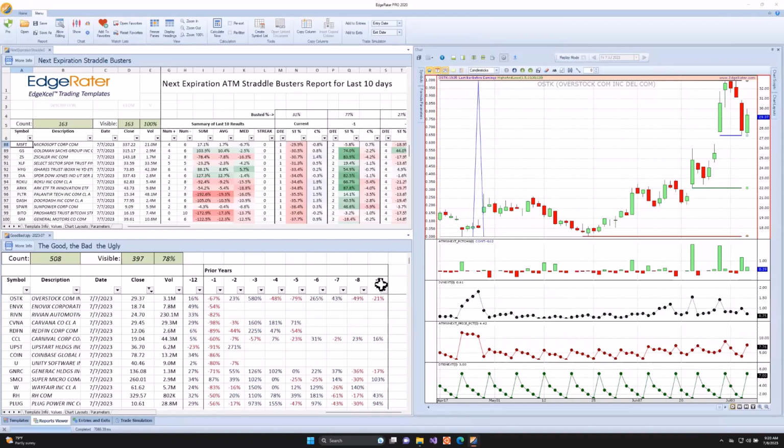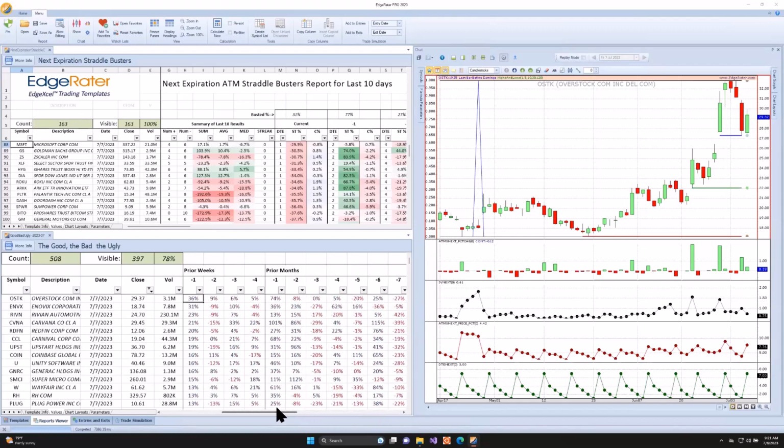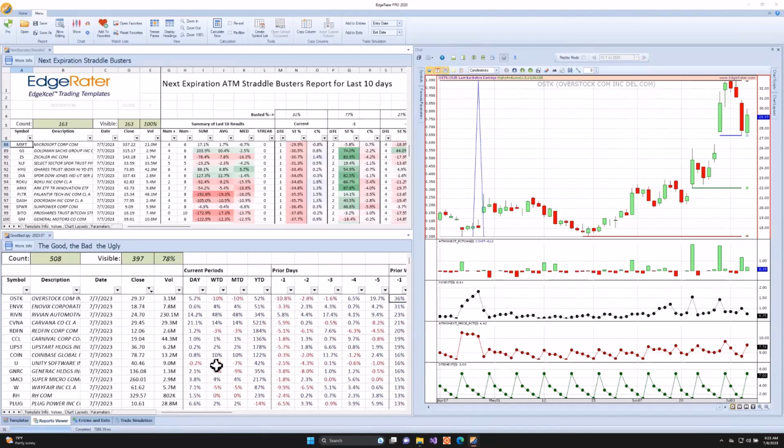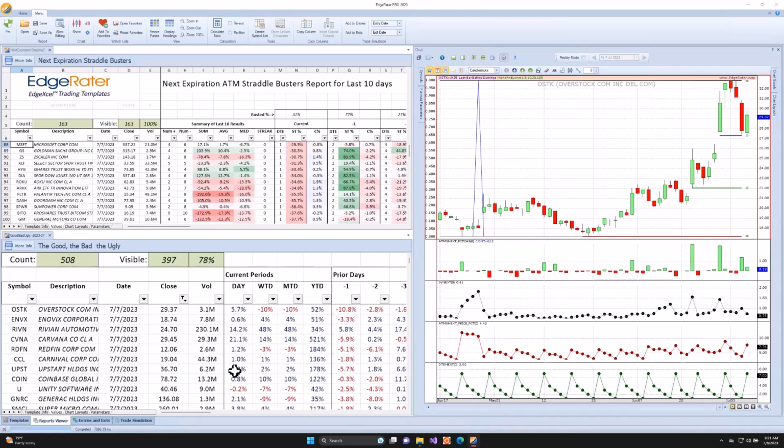So current year to -9, so 9 years before that. So a total of 10 years. All that information is available in this good, bad, ugly template, just to really quickly sort and filter and see what's moving in any time frame. And this would be a core template for EdgeRater. One of the core templates.